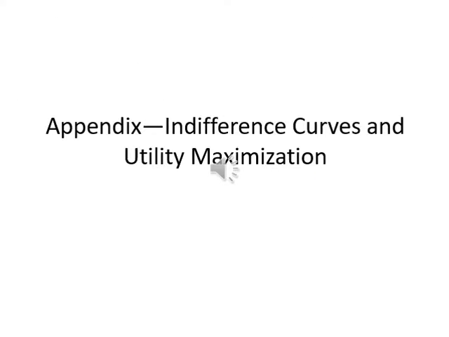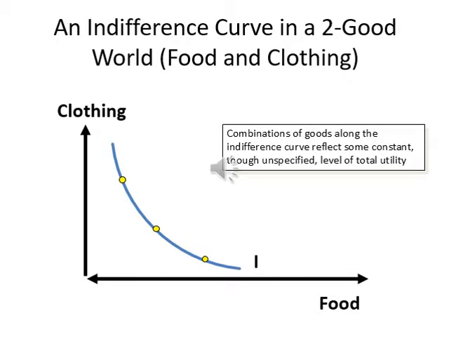The appendix shows the relationship between indifference curves and utility maximization. An indifference curve in a two-good world, food and clothing. Combinations of goods along the indifference curve reflect some constant, though unspecified, level of total utility.